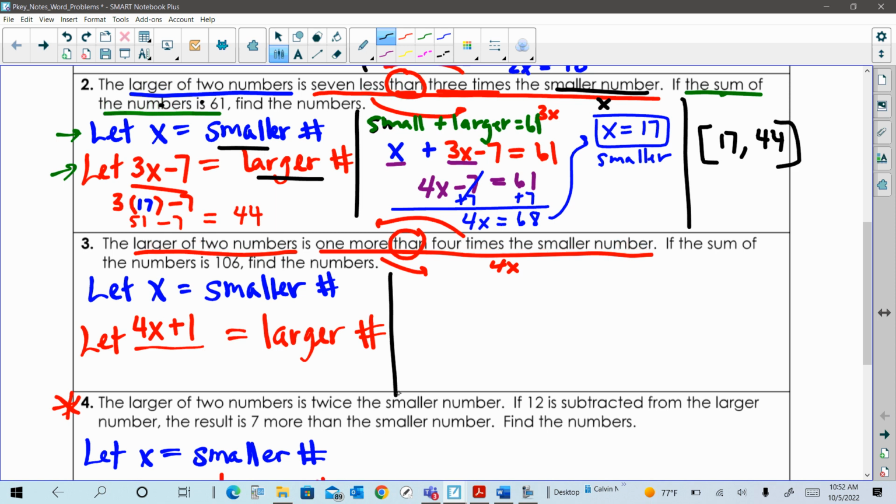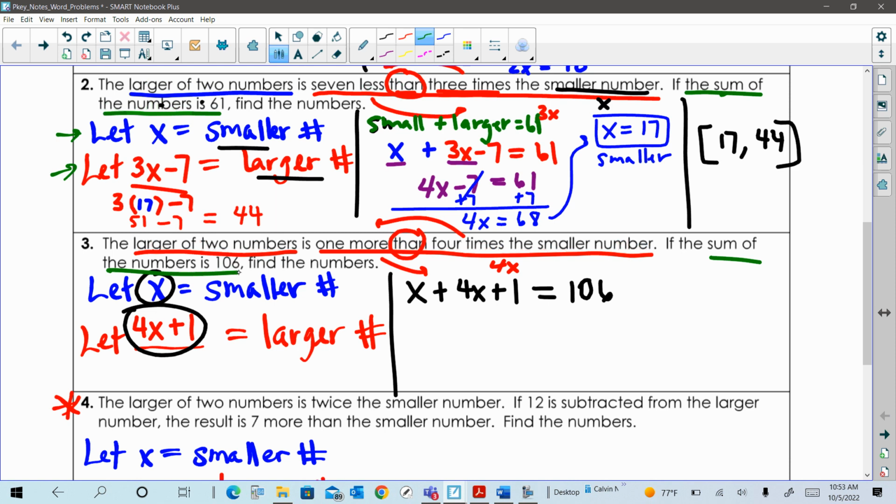Okay, so every time we're adding these 2 numbers together, I'm adding the smaller number with the larger number every time. So do I need to write this out, or do you understand how to get to the equation? Because we're adding those 2 parts together. So what I would write here is x plus 4x plus 1 equals, well, what is the sum of these numbers? 106, good. I said here, the sum of the numbers is 106.